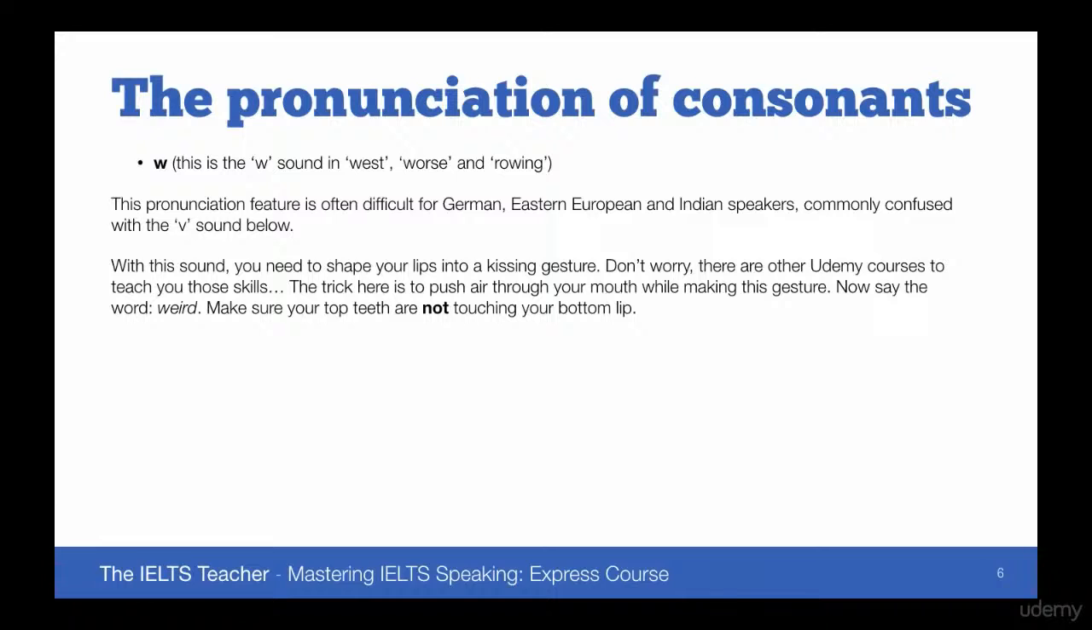lips in a kissing gesture, top teeth away from bottom lip, and say the word weird, weird. If it sounds like veird, then you're doing it wrong and you need to take your top teeth away. So weird, weird, weird.